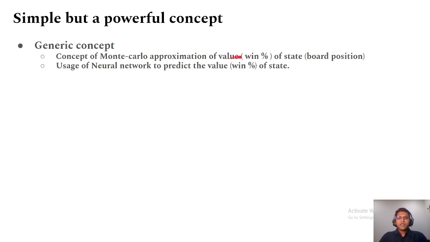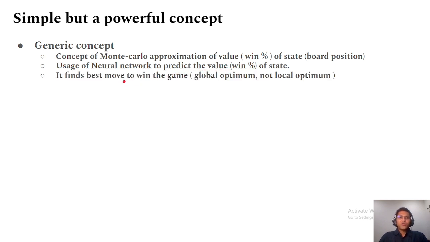And this whole setup is very generic, and it can be applied not just to the game of chess. It can be applied to many different games. It can be applied to any of the video games or Go or any different games. And one thing to notice here is it finds the best move to win the game. It finds the global optimum, not the local optimum, given that we played a good number of simulations.